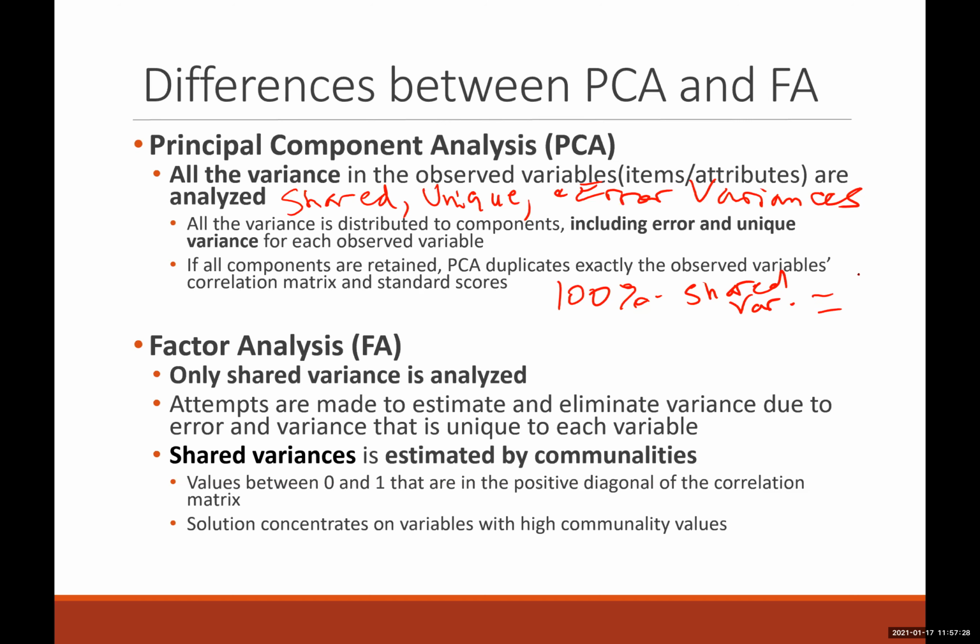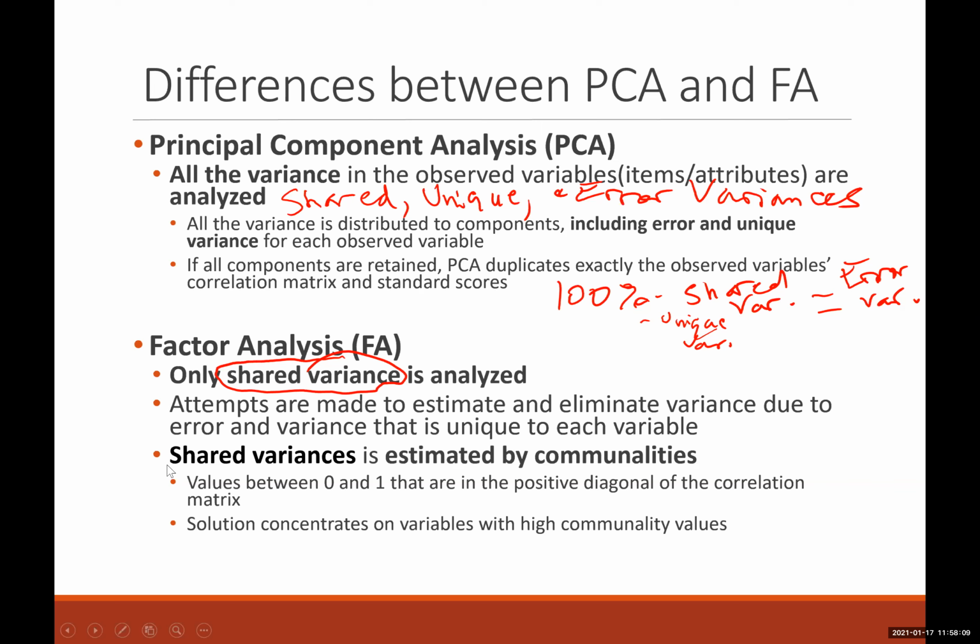So if we take 100% minus the shared variance, it's going to give us the error variances. Also, if we take 100% minus the unique variances, we can back into the error variances. However, factor analysis only looks at shared variance. So in this case, factor analysis is always going to have smaller intercorrelations because it only looks at the shared variances, whereas principal component analysis looks at all three variances.